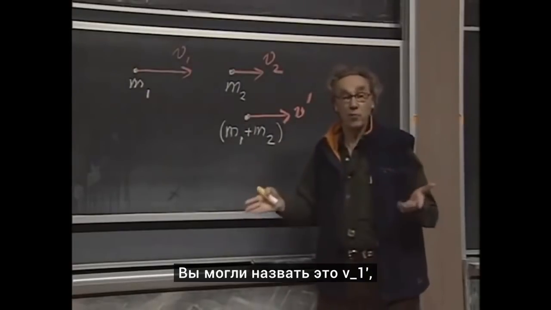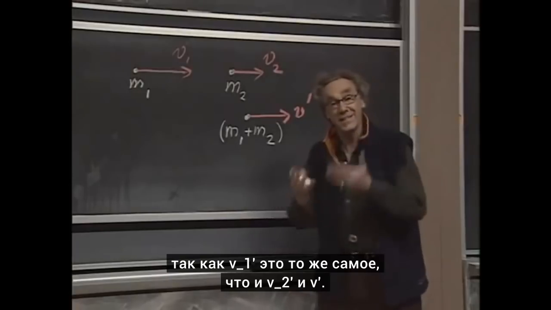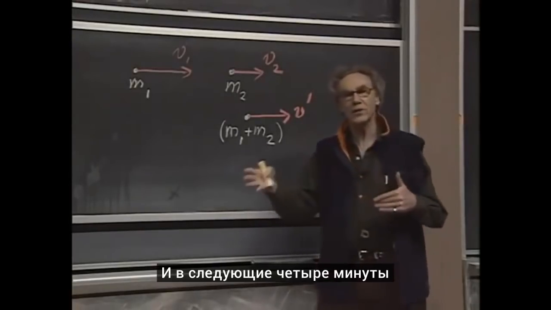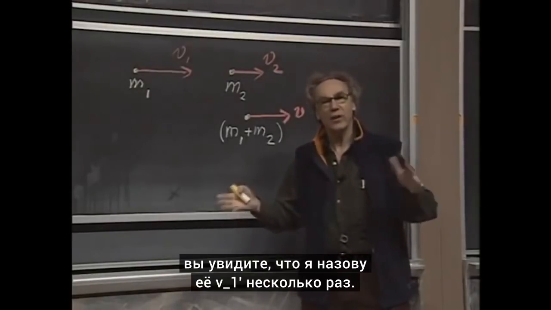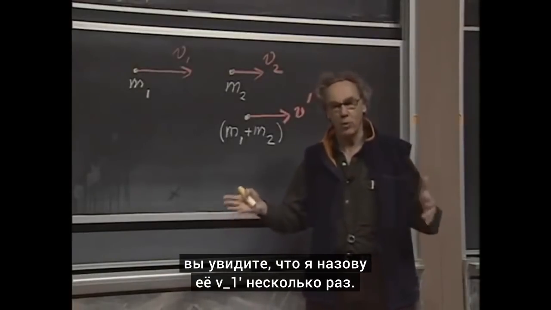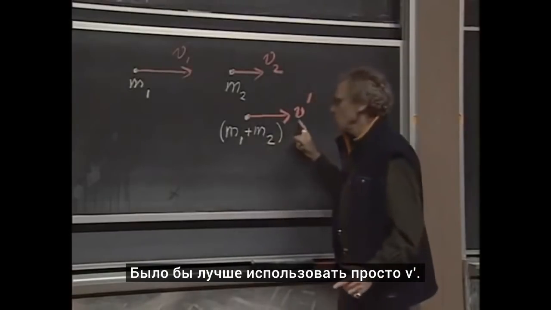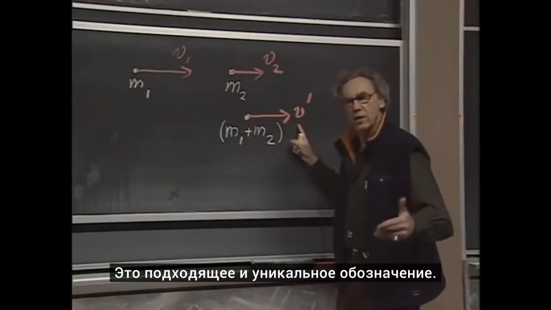You could have called it v1 prime, because v1 prime is the same as v2 prime, is the same as v prime. And during the next 4 minutes, you will see that a few times I call it v1 prime. I wish I really hadn't. It would be better if I had just used v prime. That is unique and sufficient.